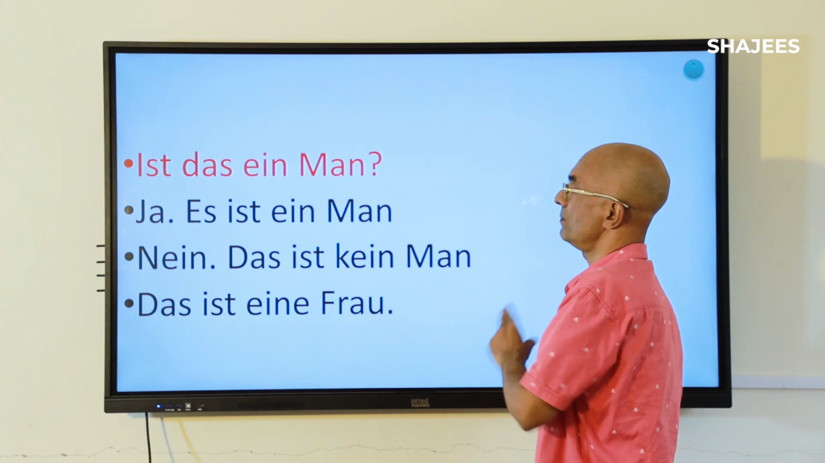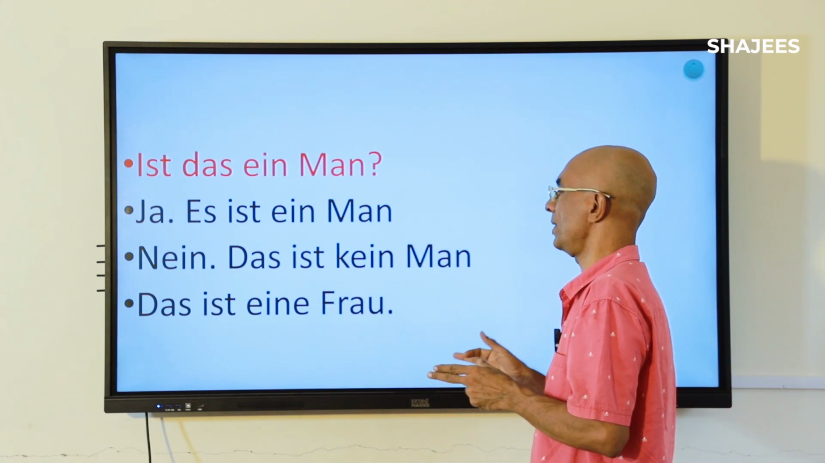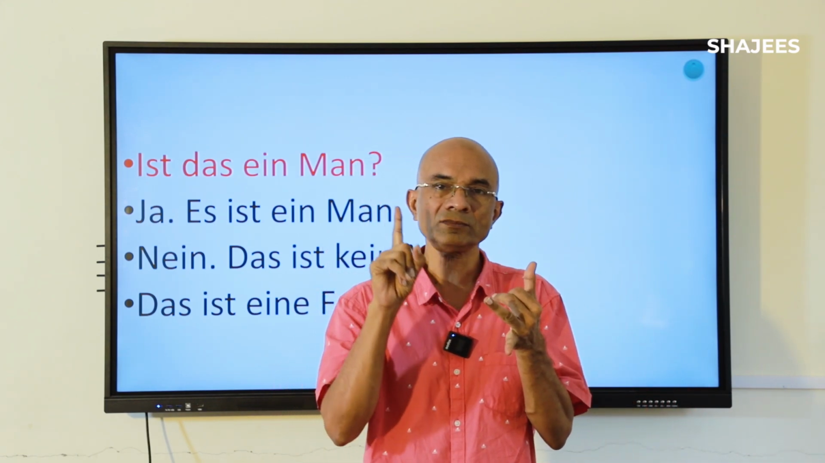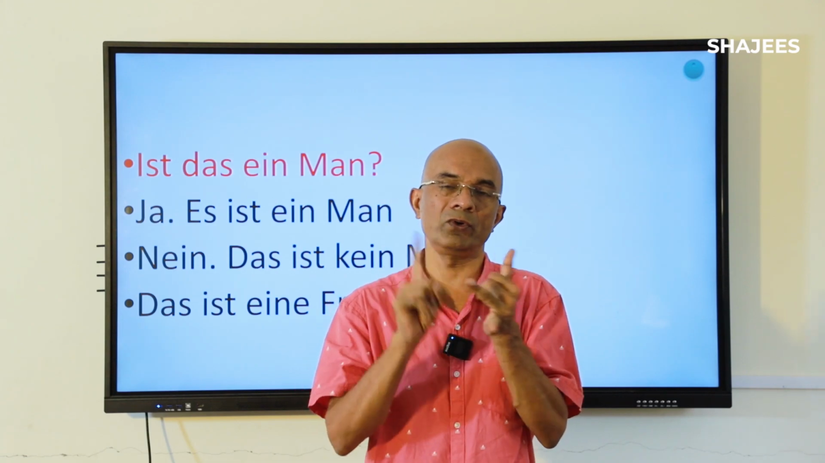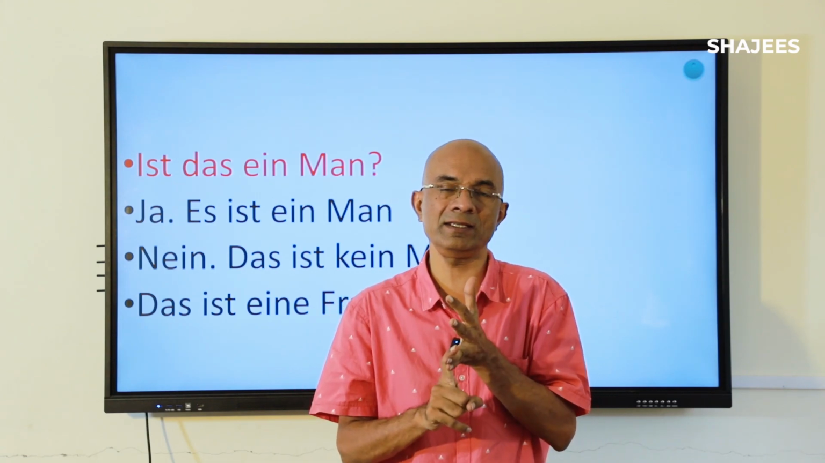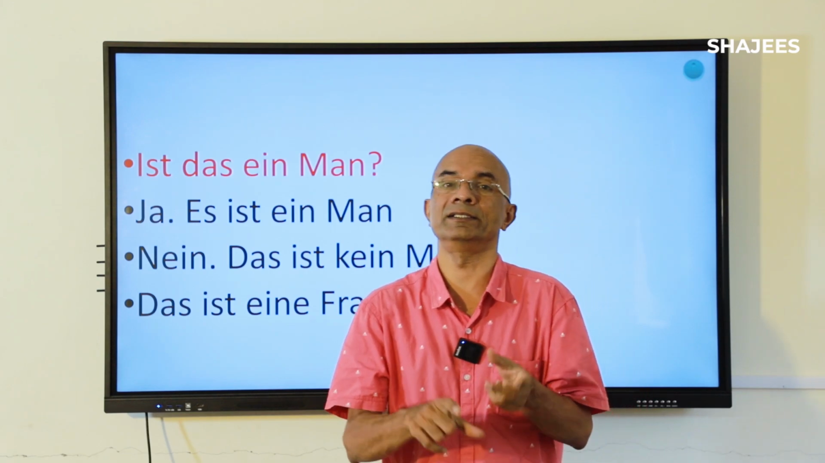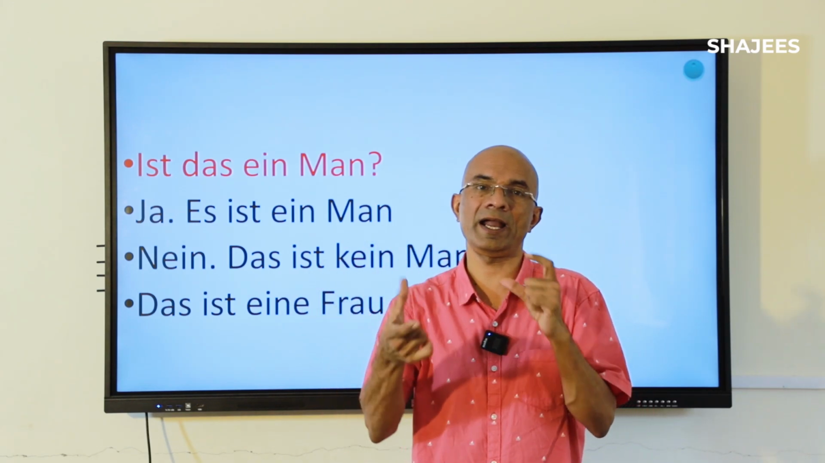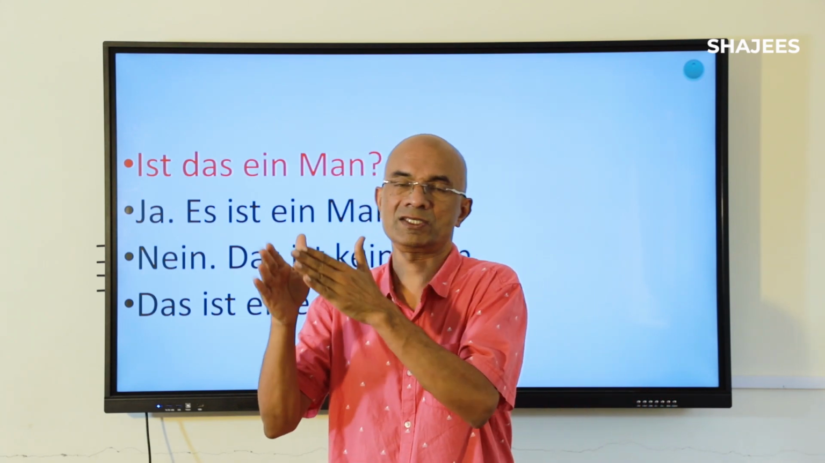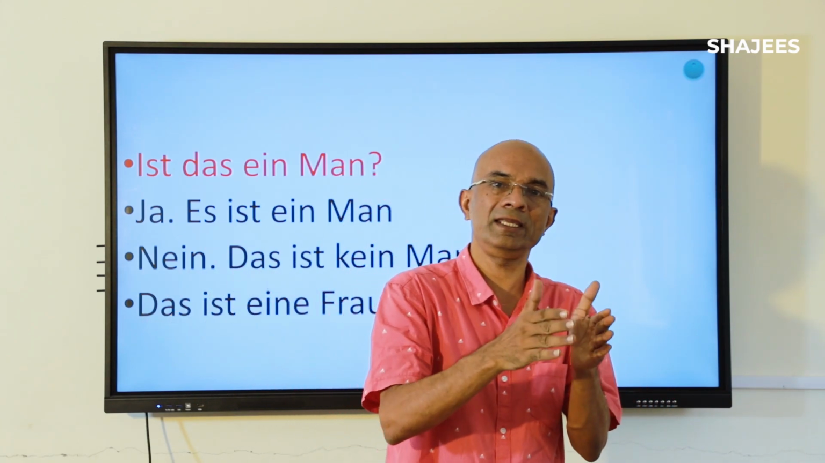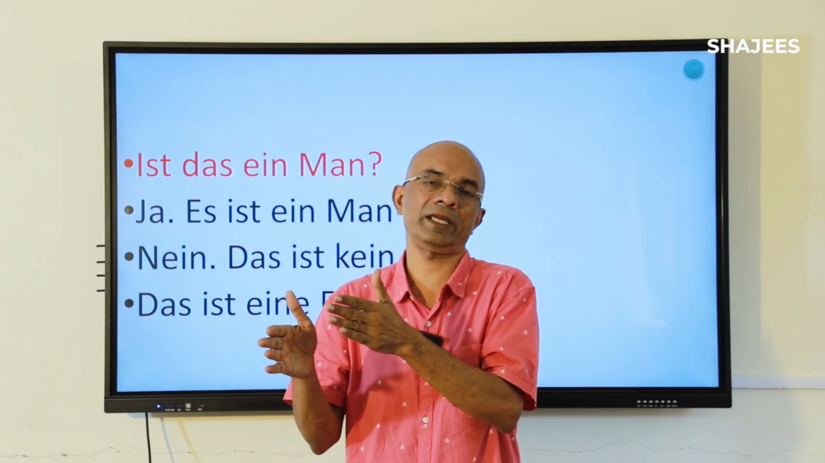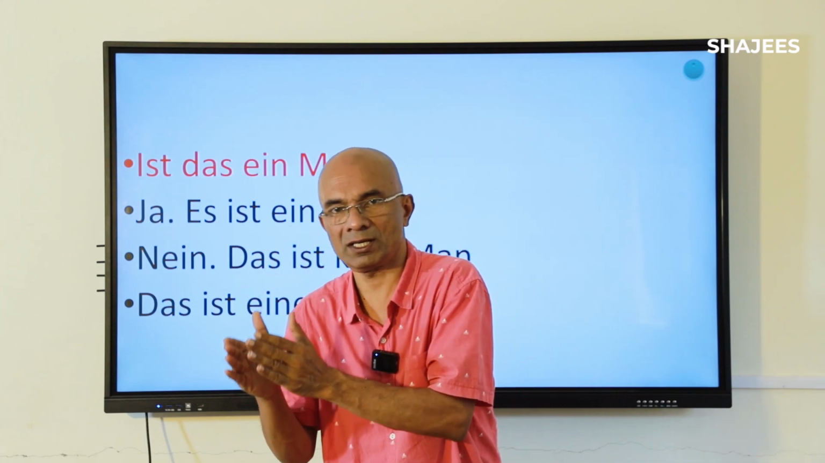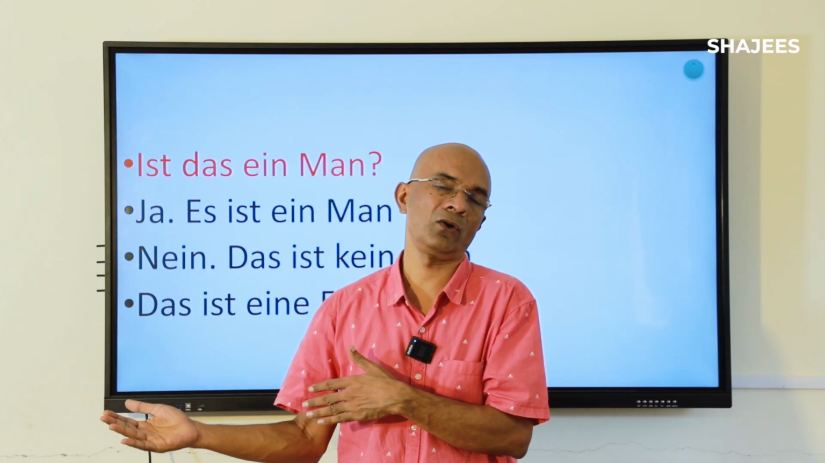So: Ja, es ist ein Mann. Nein, das ist kein Mann. Ja, das ist eine Frau. For neutrum and masculine you have ein and ein, then kein. And for feminine, eine, keine. So that's the article: ein, eine, ein, no plural here. Then kein, keine for feminine, then neutrum kein, then plural keine. Okay, clear?